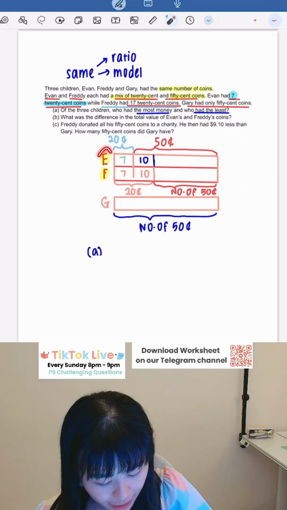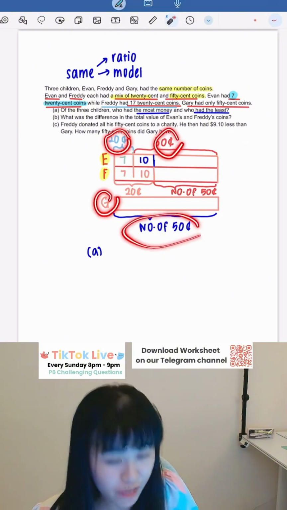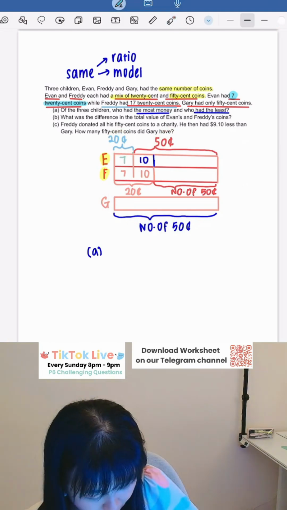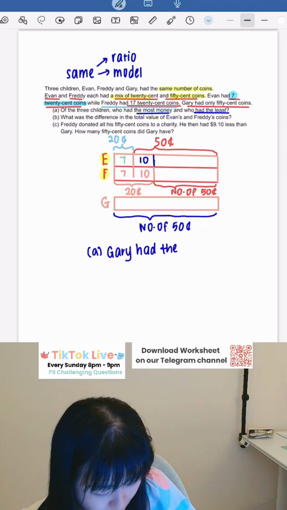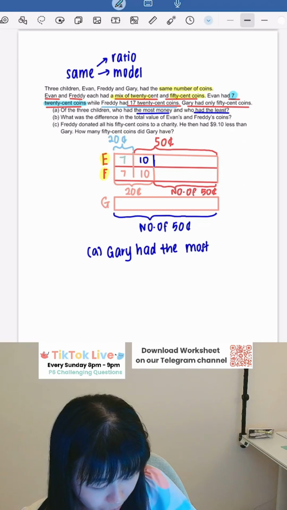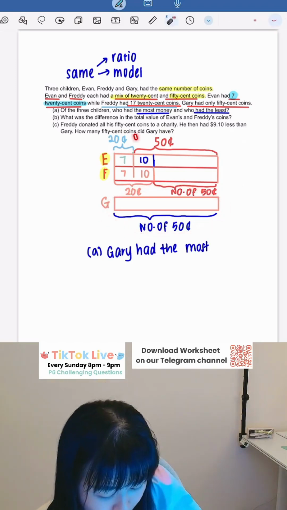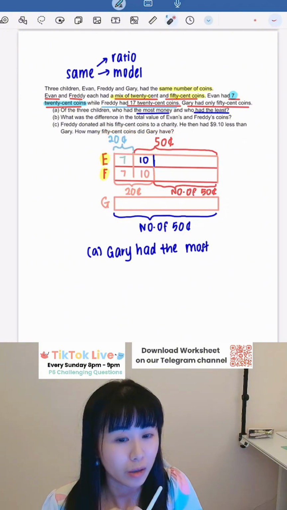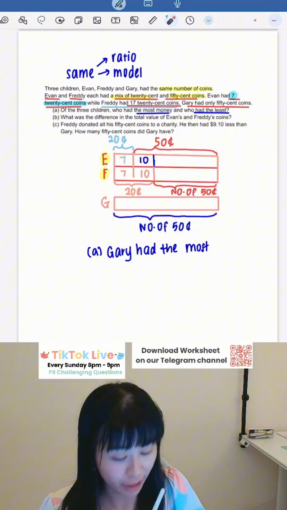Bearing in mind, E and F will have a mix of 20 cent and 50 cent. G, everything is 50 cent. Okay, tell me, Gary will have the most. You're right. Okay, why? Because everything is 50 cent. 50 cent is higher value compared to some 20 cent, some 50 cent, it will be lesser value in the end, because they have the same number of coins. So Gary definitely had the most.